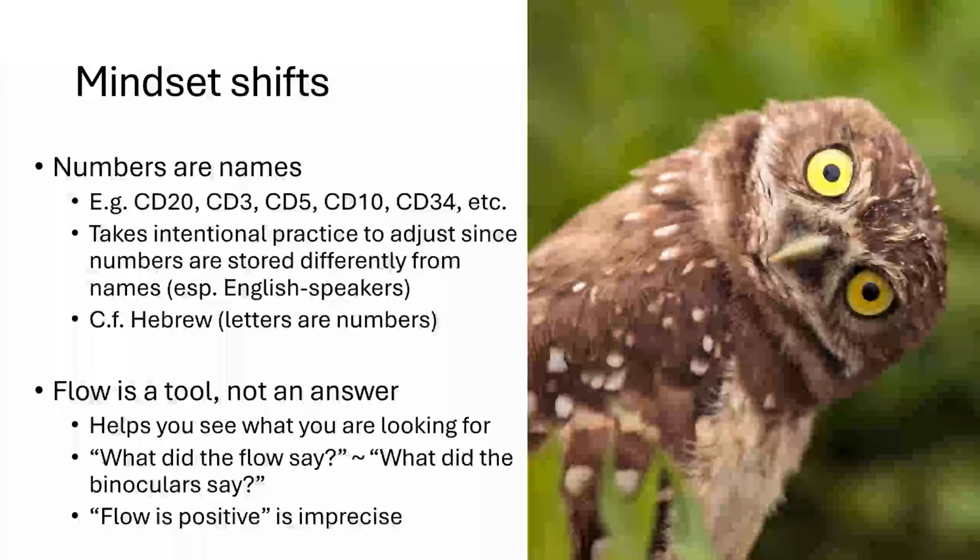And so to say, what did the flow say, makes about as much sense as what did the binoculars say. It really depends on where you're looking. Did you find what you were looking for? In a similar sense, saying that flow is positive is pretty imprecise because it doesn't specify what markers you're looking for. And so it'd be more precise to say flow cytometry demonstrates a population that expresses X, Y, and Z.